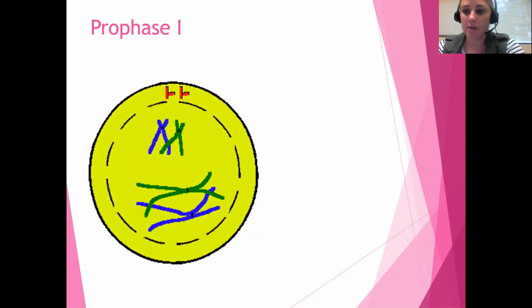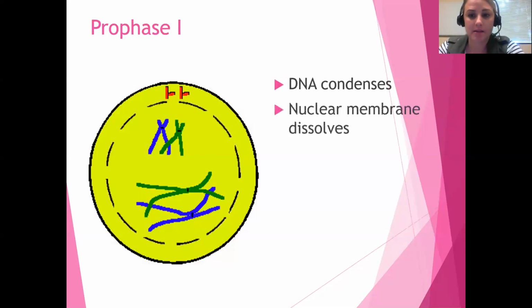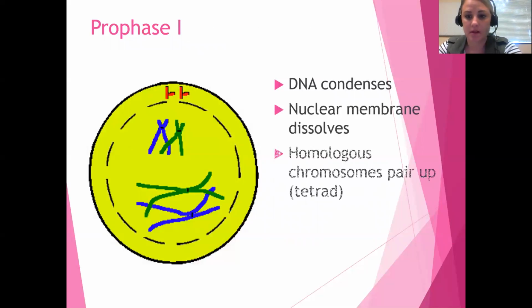So let's go ahead and go right into the phases. So the first phase that we're going to see in meiosis is prophase 1. Now, again, you're going to recognize a lot of similar activities occurring in meiosis in comparison to mitosis. When there is a significant difference, I will let you know. So we're going to see DNA condense. Again, the nuclear membrane is going to dissolve, and our homologous chromosomes are going to pair up.